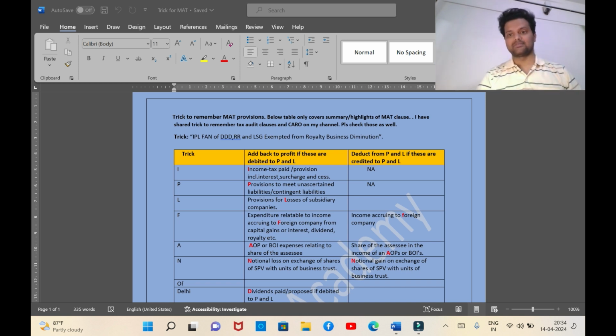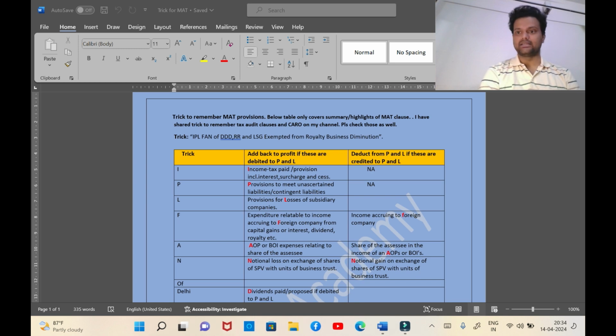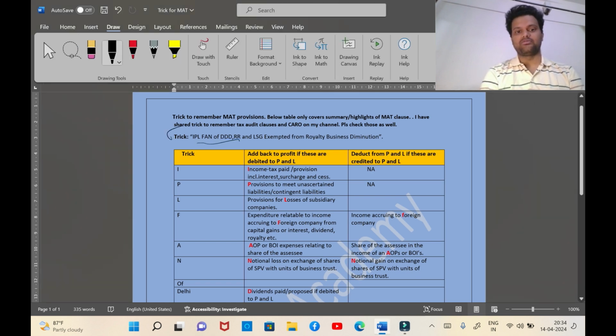So what is the trick? First, we will learn the trick. Then I will tell you how to link it with the provisions. The trick is here on the screen, and you can download this particular single page from the description also. The trick is: IPL fan of DDD RR LSG exempted from the royalty business diminution.